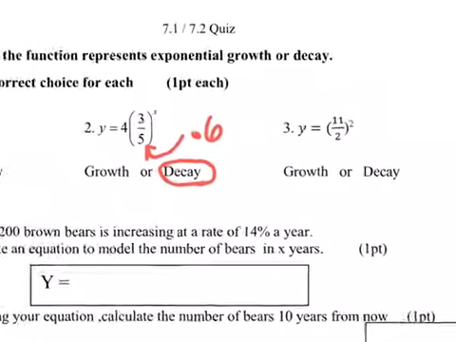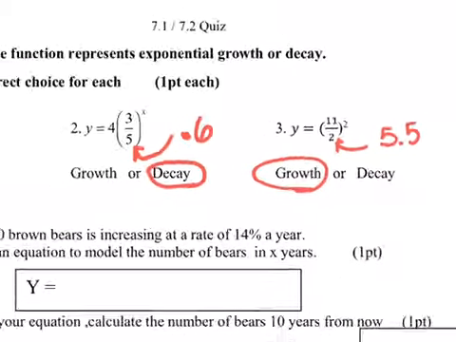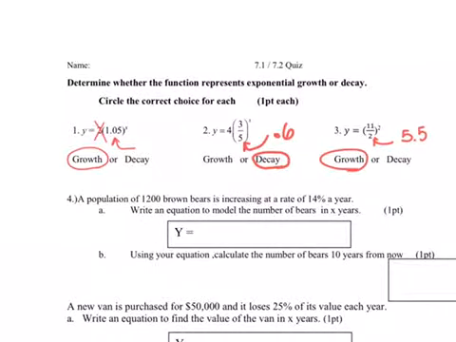Now this one here is there because people think, oh, well, fractions, that's got to be decay. Not necessarily, because 11 over 2 is really 5.5, which is definitely greater than 1. So this one would also be growth. So don't just see a fraction and assume decay, because you have to determine what the b value is.